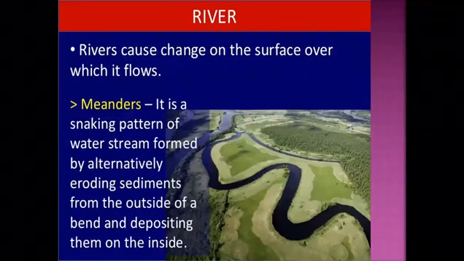Rivers. There are many different changes that a river causes over the earth's surface. The first one is the meander. A meander is a snaking pattern of water stream formed by alternately eroding sediments from the outside of a bend and depositing them on the inside.